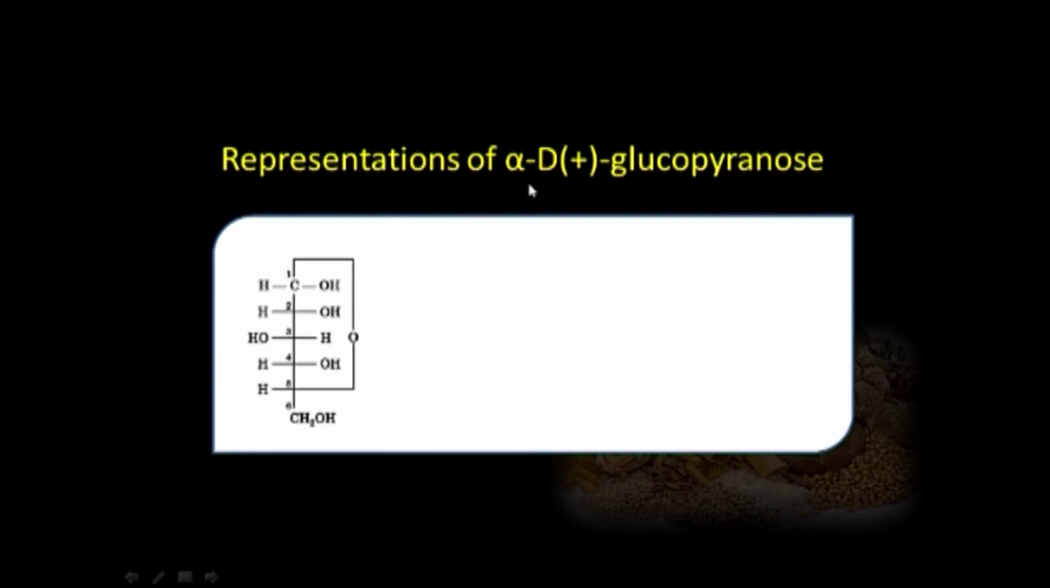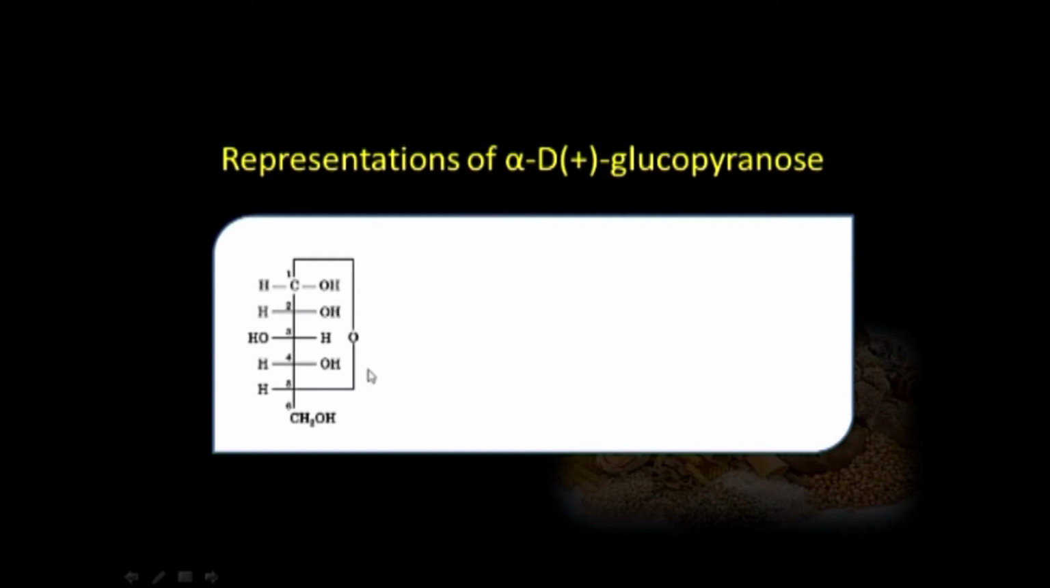So we represent all these things before the name. The alpha anomer belongs to the D series, is a dextrorotatory compound, it is glucose, and then it has a ring which is a 6 membered ring. So we name it glucopyranose.